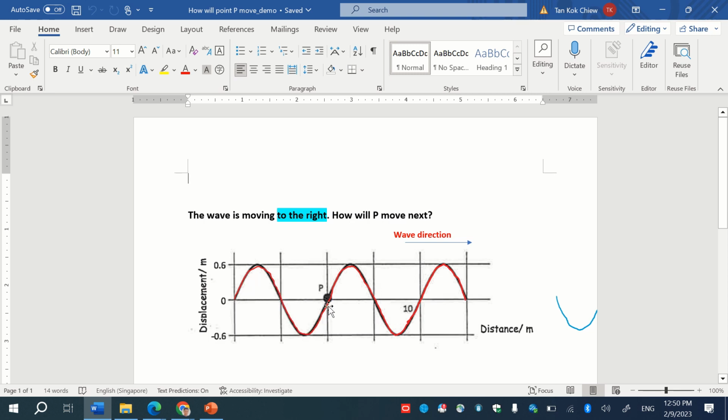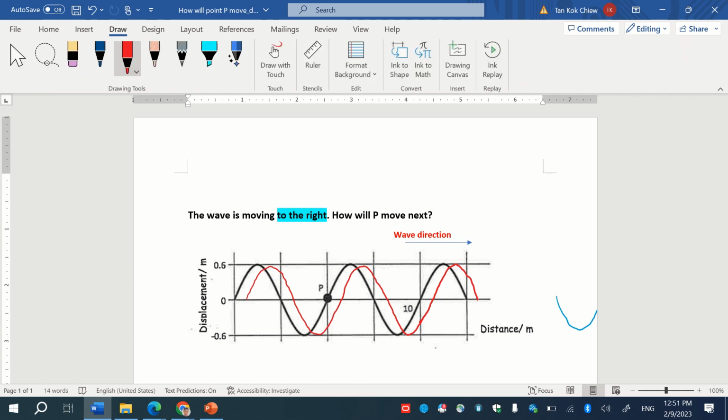I copy this wave, and since the wave direction is towards the right, I shift this wave a little bit to the right. I superimpose this same wave, just a little bit to the right. Now you can see that this particle, in order to move to the new position, has to come downward to this new red color position. He has to move downward.